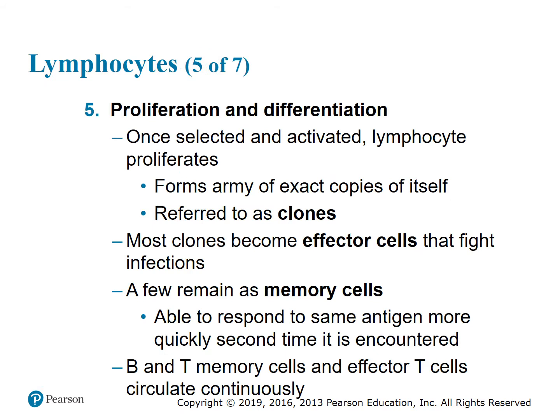Proliferation and differentiation. So once selected and activated, the lymphocyte proliferates. It forms an army of exact copies of itself, and these are referred to as clones. Most clones become effector cells that fight infections. A few will remain as memory cells, so they're able to respond to the same antigen more quickly the second time it is encountered. The B and T memory cells and effector T cells circulate continuously.